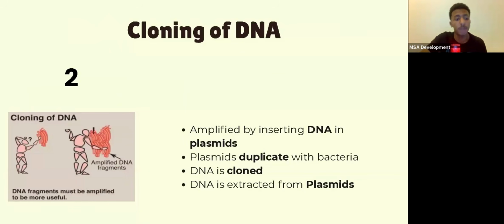Now, cloning of DNA. This is basically where we amplify DNA by inserting this DNA fragment into a plasmid, and then we insert this plasmid back into a bacterial cell. The bacterial cell is going to replicate, and the plasmid is going to duplicate with the bacteria. And since we duplicate the plasmid, we're technically duplicating the DNA itself. And then we just collect those plasmids and extract the DNA from it.